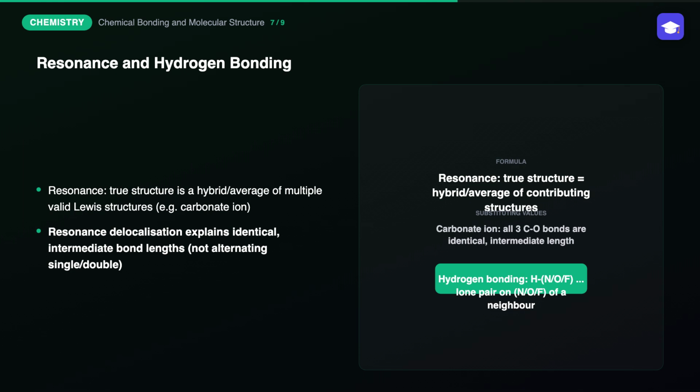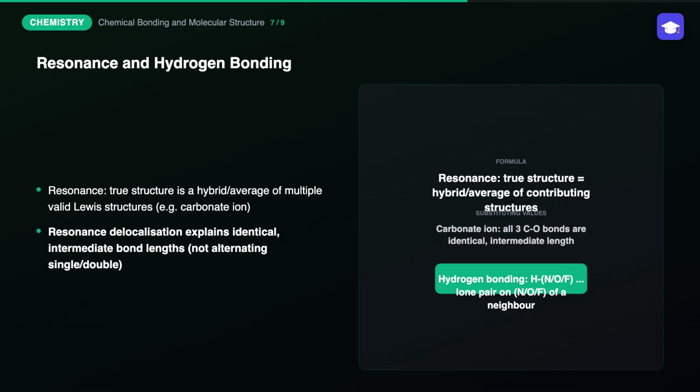This real delocalization is exactly why all 3 measured carbon-oxygen bond lengths in the carbonate ion are experimentally found to be identical, and intermediate in actual length, between a typical single and typical double bond.